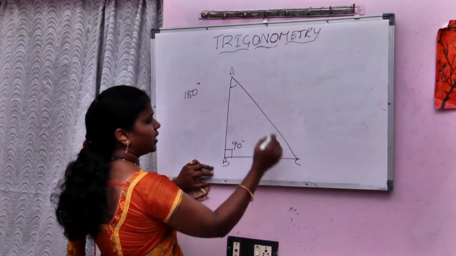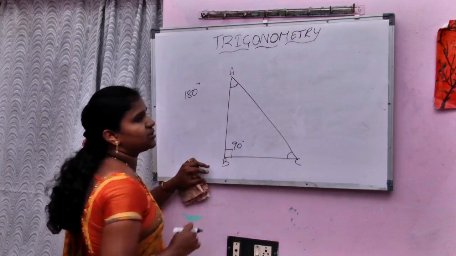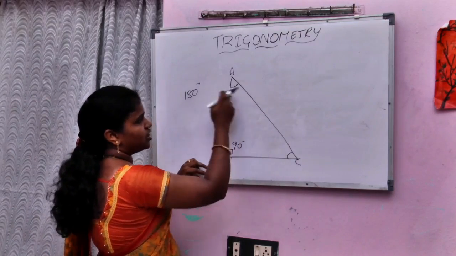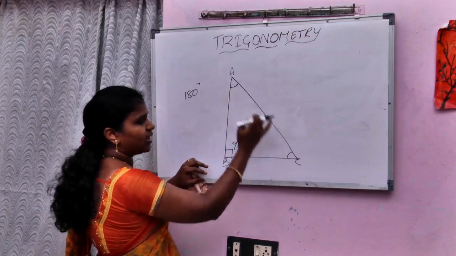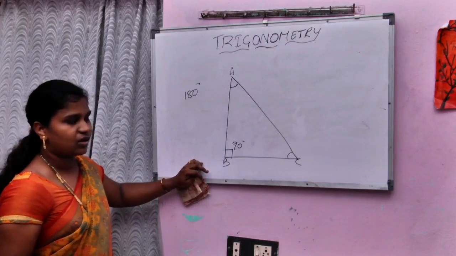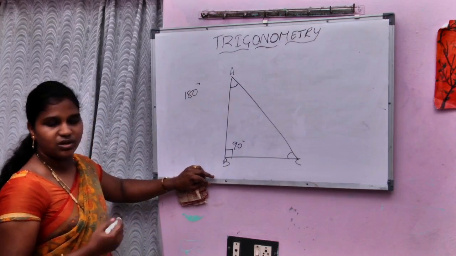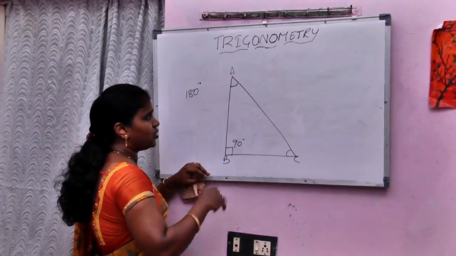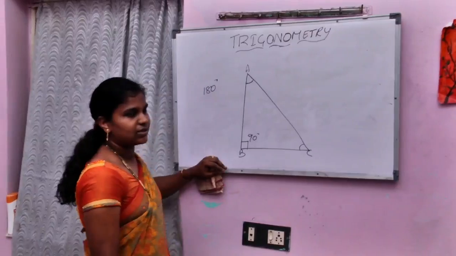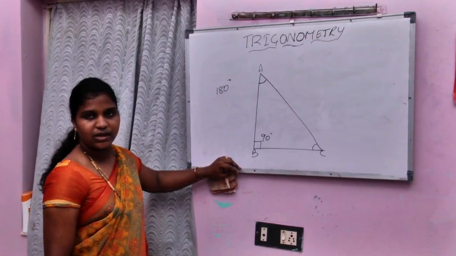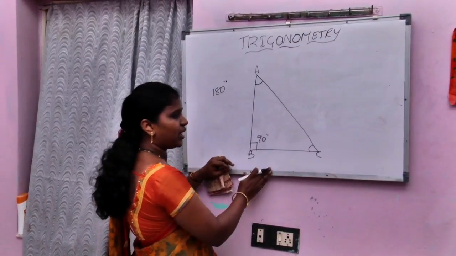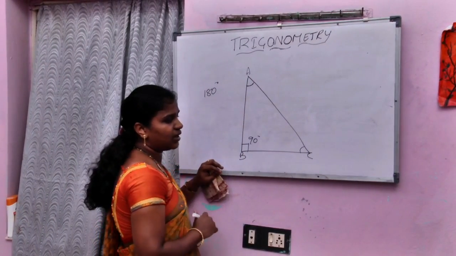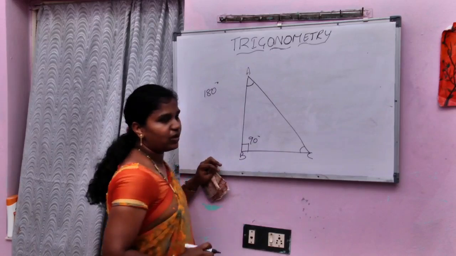The other two angles must be acute angles, that is less than 90 degrees, because the sum of the angles must be 180 degrees. If one of the angles is more than or equal to 90 degrees, then the sum of the angles does not equal 180 degrees and the triangle cannot be formed. So the other two are acute angles. Based on the acute angles, let us name the sides of a right angled triangle.